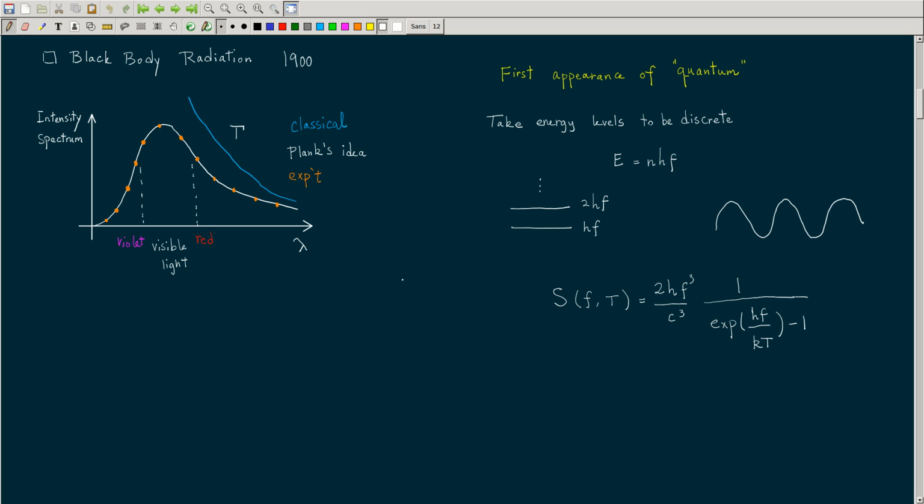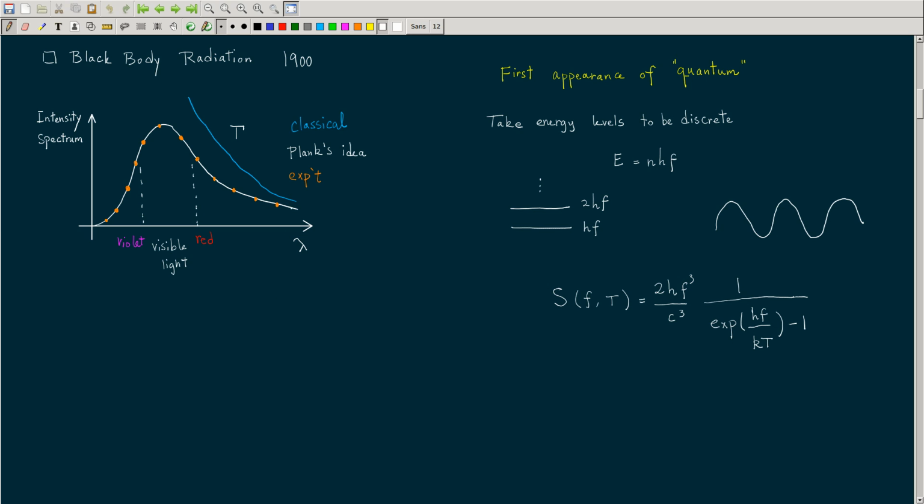In the year 1900, people couldn't quite understand blackbody radiation. A blackbody is an object that doesn't reflect light and is opaque to light. Any light that comes in, it just absorbs it, and it's at equilibrium at a temperature T, and it emits light with some spectrum density. You can think about the intensity spectrum with respect to wavelength as a curve like this.